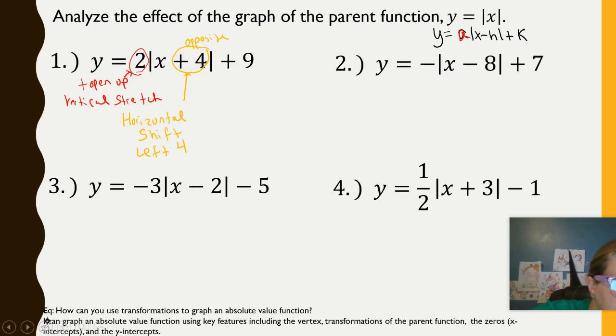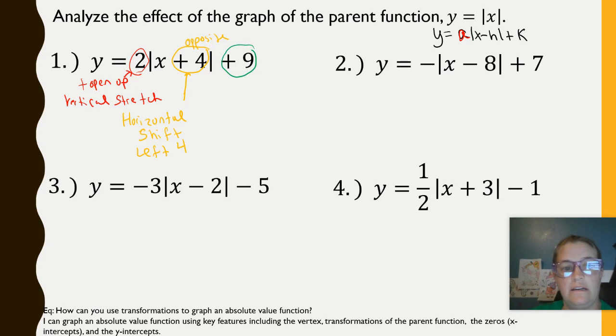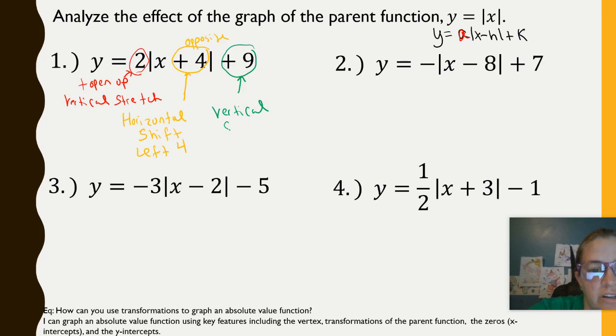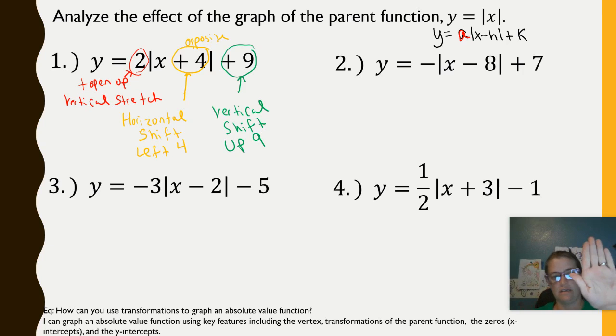And then the last one we need to talk about is the K at the end. Since that 9 is not in with the X, it's going to be a vertical shift up 9. So it's going to take that V, it's going to stretch it, and it's going to shift it left 4 and up 9. Okay? All right.